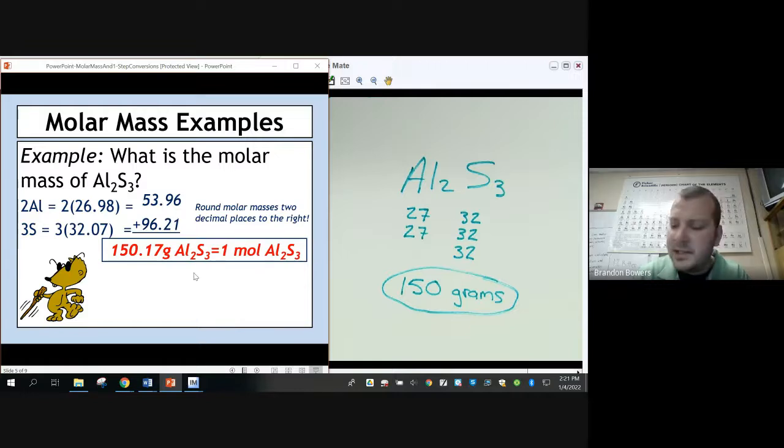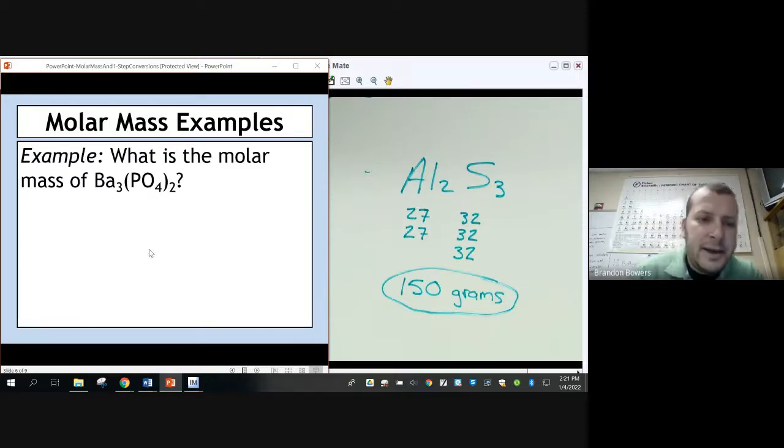And we were pretty close. All right, so that is the amount of 1 mole of that substance. All right, let's try another one.